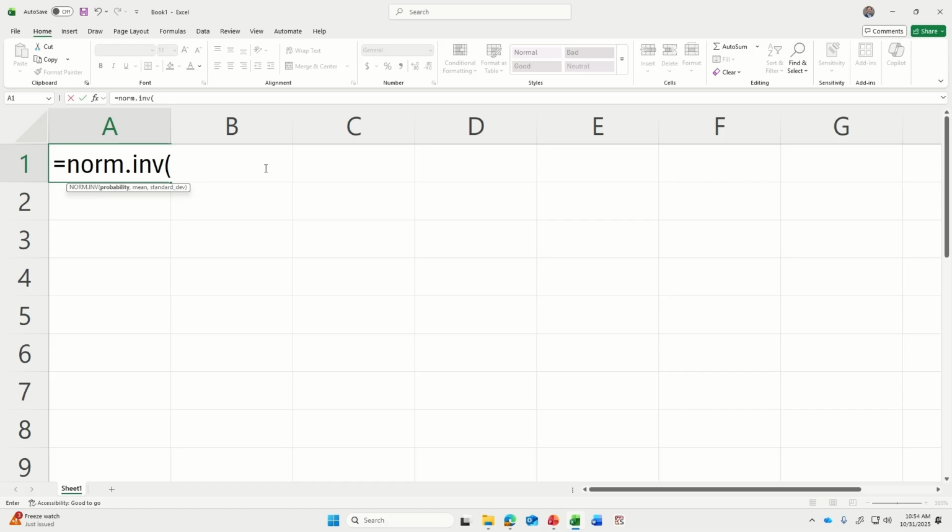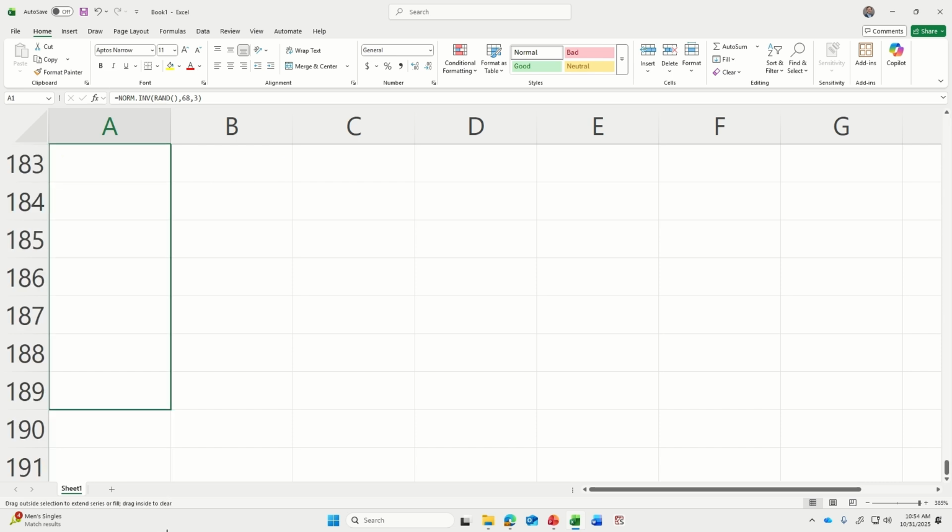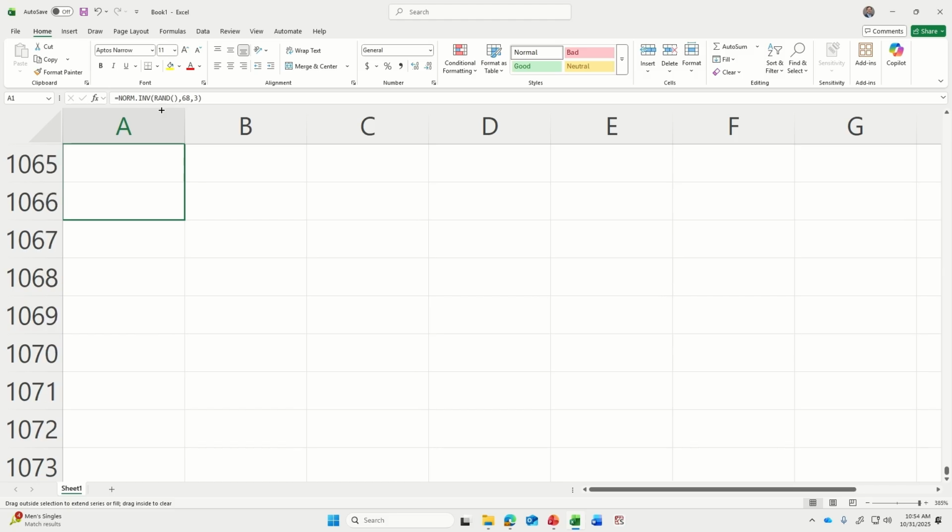What are we doing? I'm going to use the normal distribution quantile function with a random number between 0 and 1. And I'm going to tell it to use a mean of 68 and a standard deviation of 3, so that every time it runs this formula, it's making a random height of a student. Like this randomly selected student has height 70.8 inches. And then I'm going to do this 1,000 times to simulate having 1,000 students on campus.